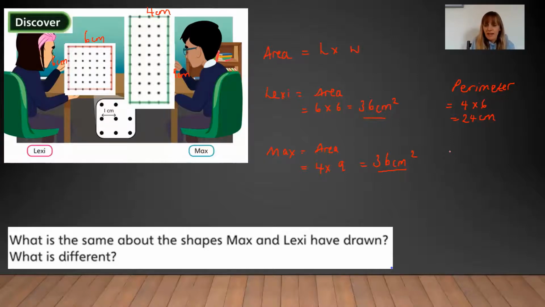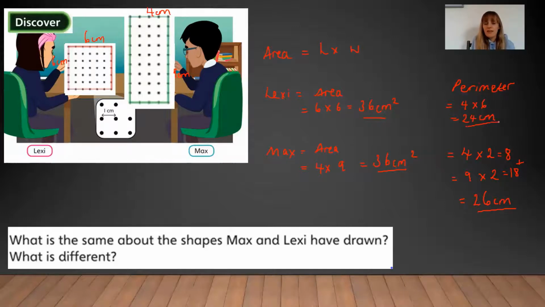Now, Max's perimeter we're going to calculate in a slightly different way because he has got the width, which is 4 centimetres, and there are 2 of them. So we could do 4 times 2, which is 8. And then the other length is 9 times 2 because there's 2 of those, which is 18. And then we've got to add these 2 together. Once we add those together, that's going to give us the perimeter of this shape. So 18 add 8, that's going to give us an answer of 26 centimetres.